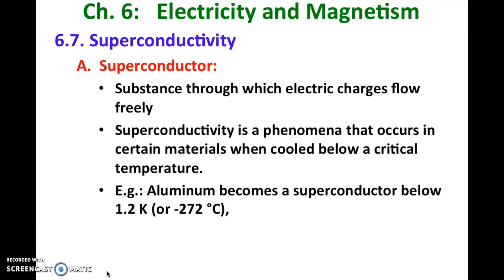A substance through which electric charges can flow freely without losing energy is called a superconductor. Superconductivity is a phenomenon of low temperature. Some materials, when they are cooled to a critical temperature or below, become superconductors. For example, aluminum becomes a superconductor when it is cooled to 1.2 Kelvin, below zero Celsius, below zero by 272 degrees Celsius.